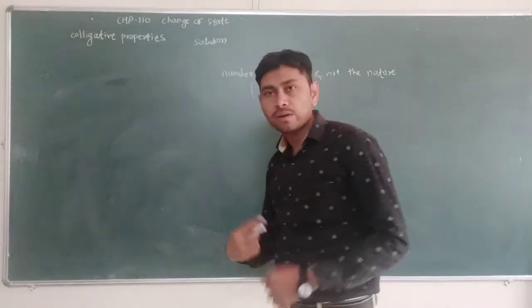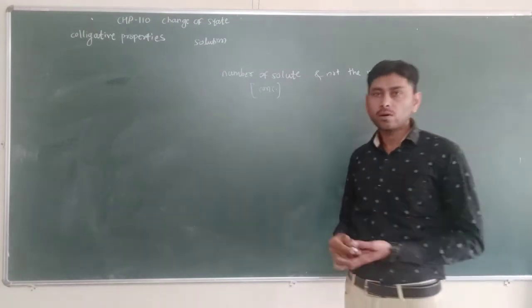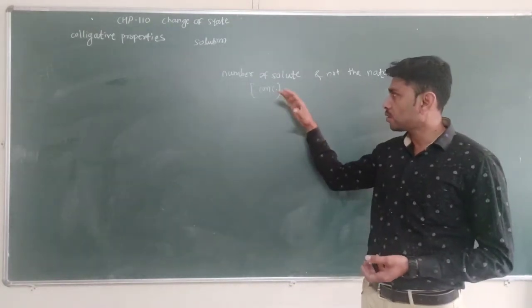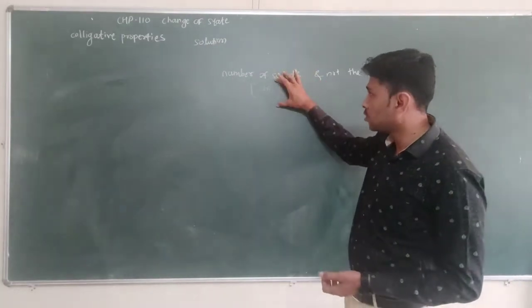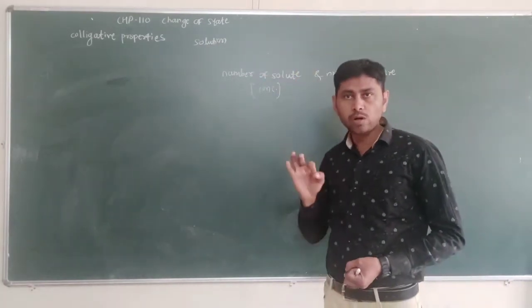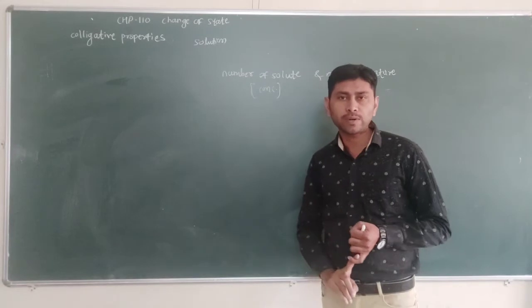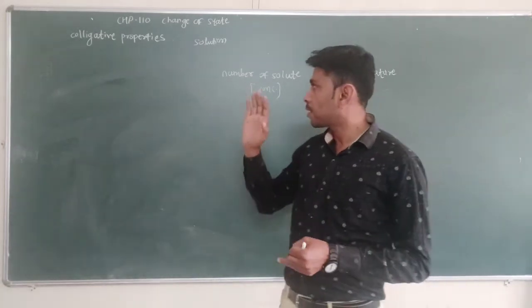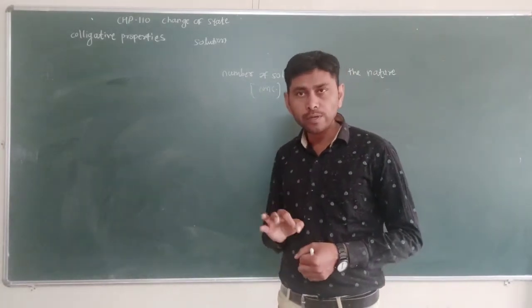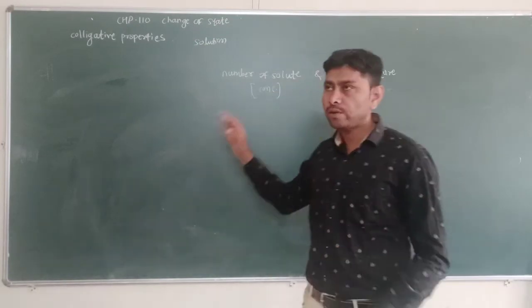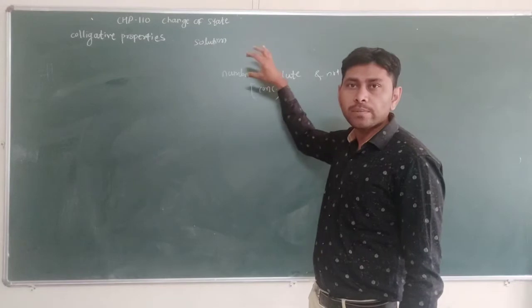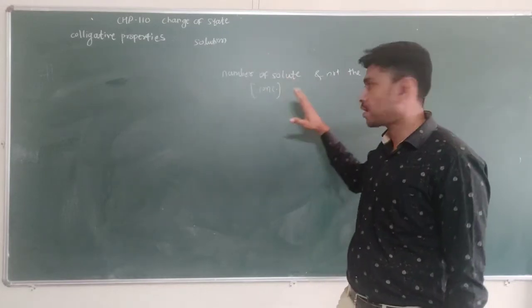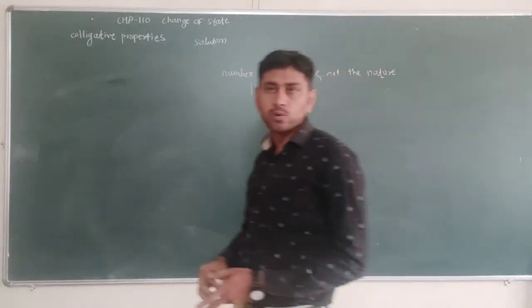You know that if the number changes, then there will be a change in the concentration of the solute in the solution. So it depends on the concentration. So in short, the definition of colligative property: the colligative properties are the properties of solution whose value depends on the number of solute particles and not the nature of solute particles.